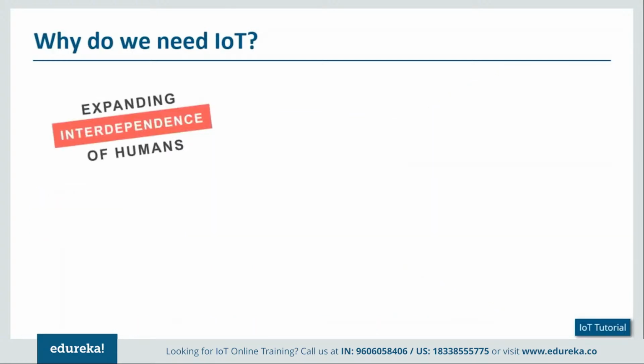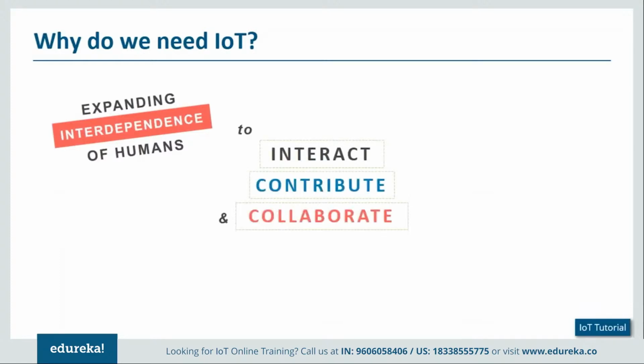Now, Internet of Things is basically expanding the interdependence of humans to interact, contribute, and collaborate with things around us. What do I mean by interdependence of humans? How we depend on each other. Like how I'm explaining this concept to you. If you're not clear, you would reach back to me and request my help. This becomes an interdependence between us. When I'm giving you knowledge and you're not clear, you come back to me and I help you. Similarly, tomorrow, if there's something you can do for me, I would reach out to you. So we are all interdependent on each other for something or the other.